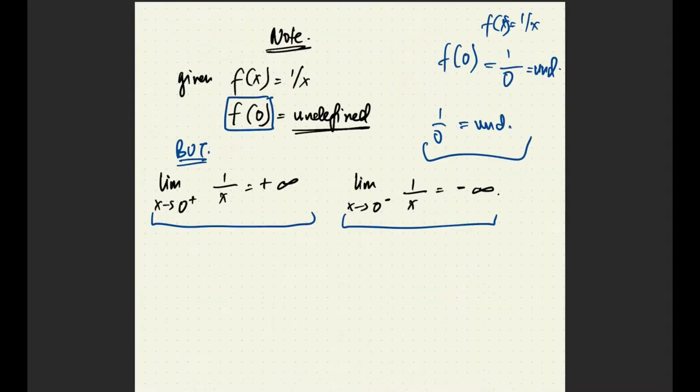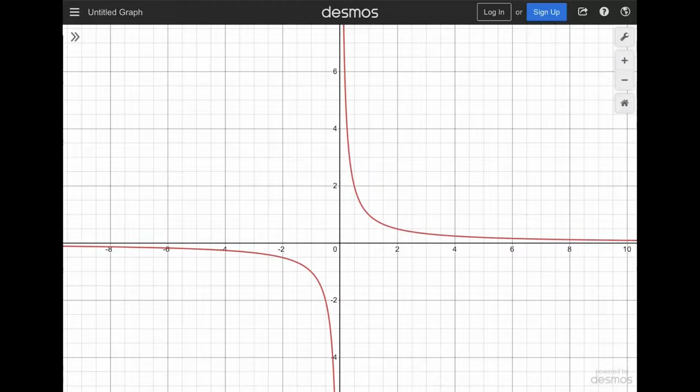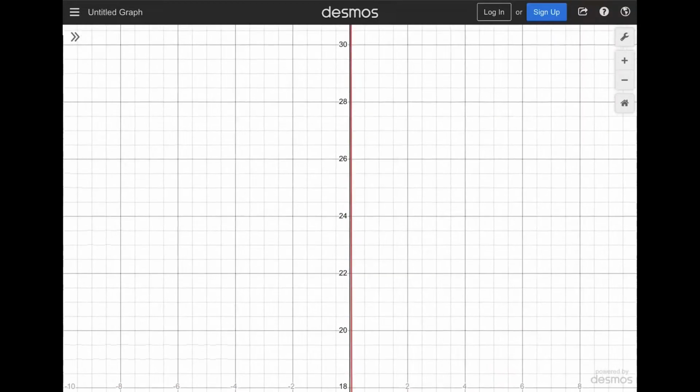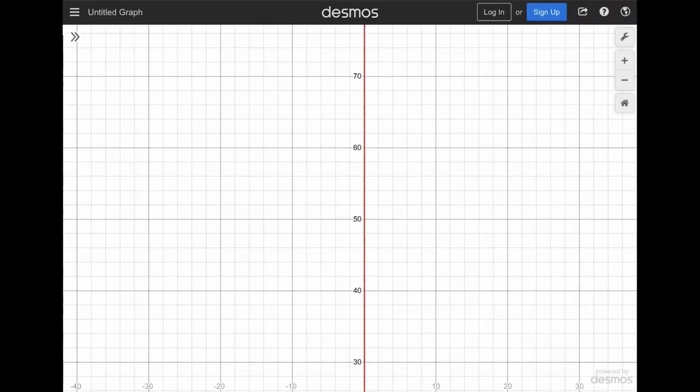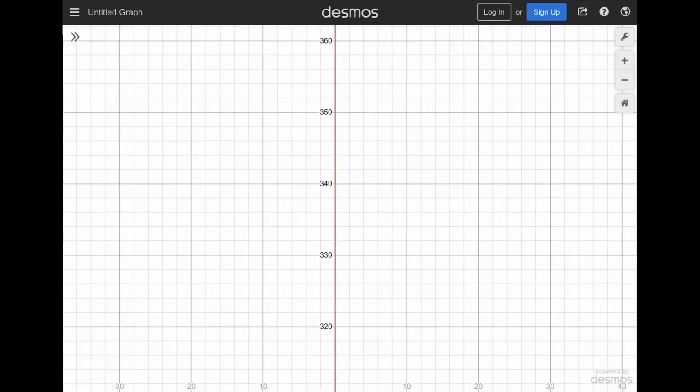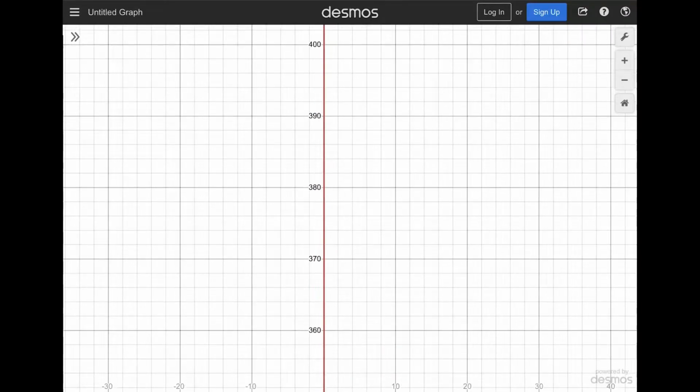Okay? So now finally, let's have a quick look at the graph of this function 1 over x. As we just said, the limit as x approaches 0 from the right was positive infinity. So we can see in this graph, as x is getting closer and closer to 0 from the right hand side, the y values just tend to get bigger and bigger. Even if I zoom this out, you can see the y values just tend to get bigger and bigger. They don't tend to approach any particular number.